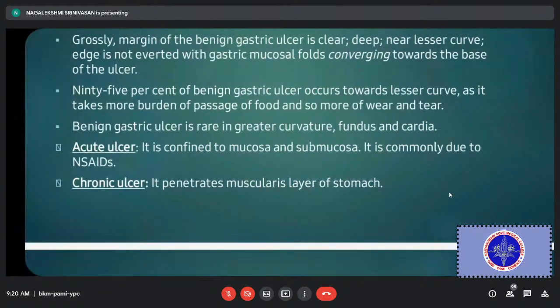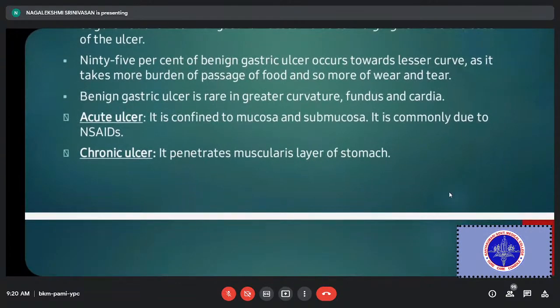Ulcers in the greater curvature, fundus and cardia are usually malignant. Benign gastric ulcers are rare in these areas. Acute ulcer is confined to the mucosa and submucosa. It is competent to NSAIDs. Chronic ulcer usually penetrates the muscular layer of the stomach.